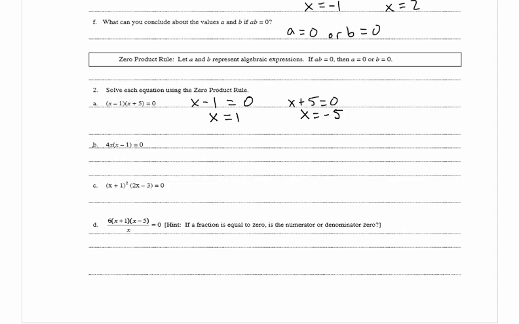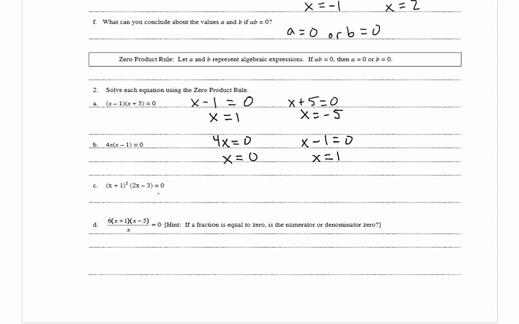In B, we have 4x times (x minus 1) is equal to 0. So the equation would equal 0 when 4x is equal to 0 or if x minus 1 is equal to 0. For the first equation, if we were to divide both sides by 4, we would get x is equal to 0. And for our second equation, we would add 1 to both sides, we'd get x is equal to 1. So our equation is equal to 0 when x is equal to 0 or x is equal to 1.